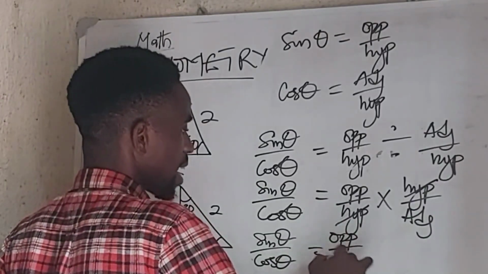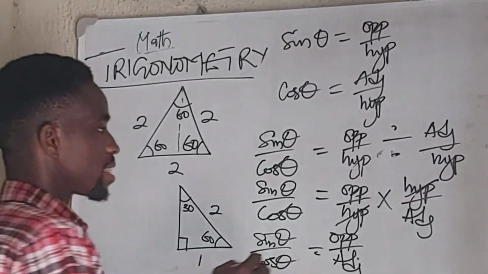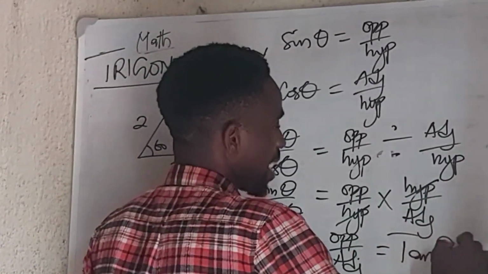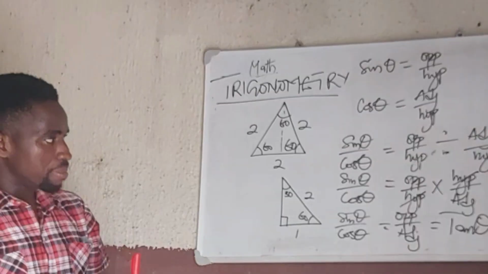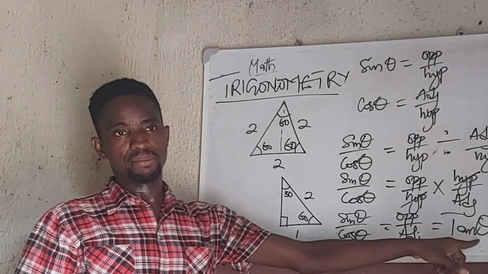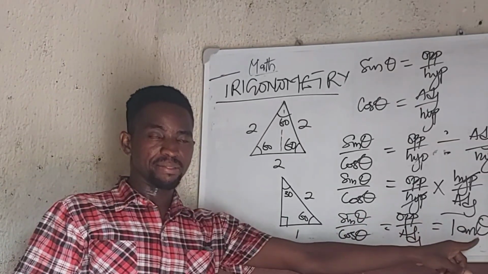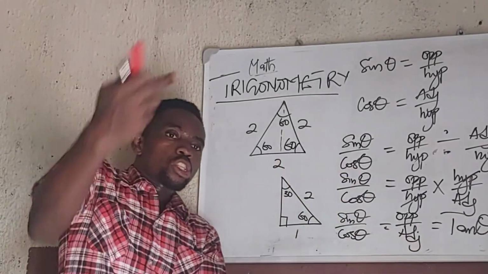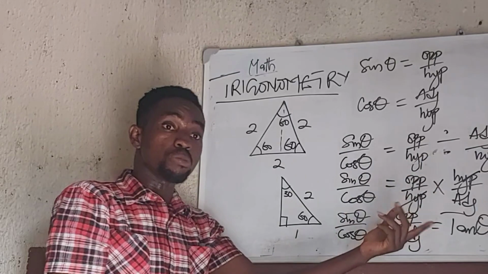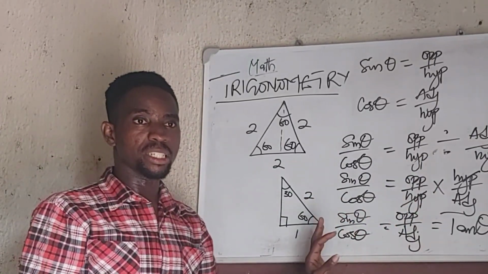Opposite over adjacent. And remember what we call opposite over adjacent. Opposite over adjacent is called what? Tan theta. So what we just established is that sin theta over cos theta is tan theta. And when we turn it upside down to have cos theta over sin theta, then tan theta will turn upside down to become cot theta. So this is another important relationship.